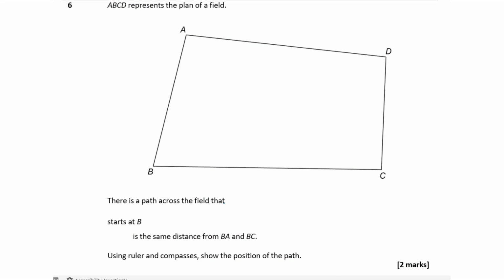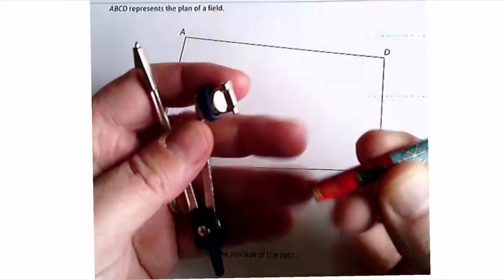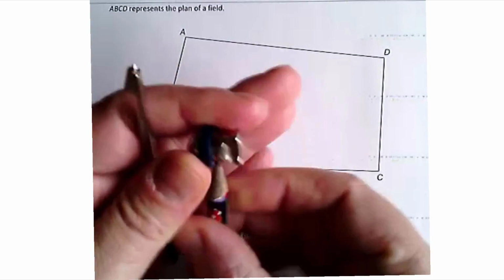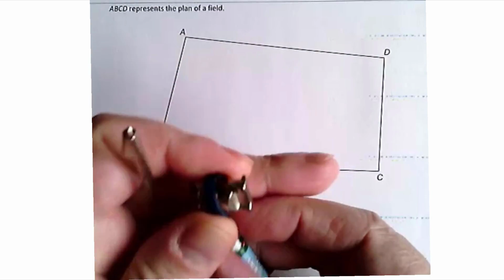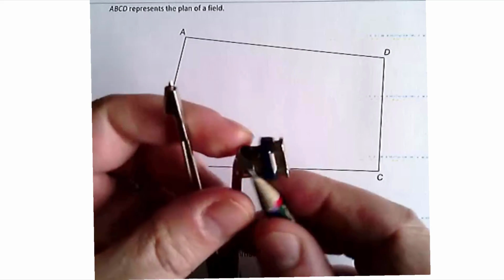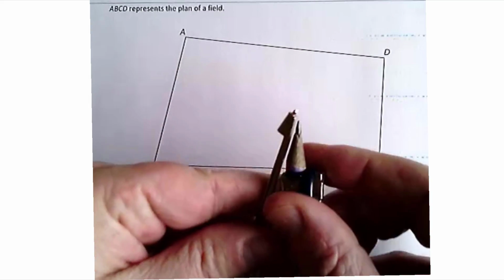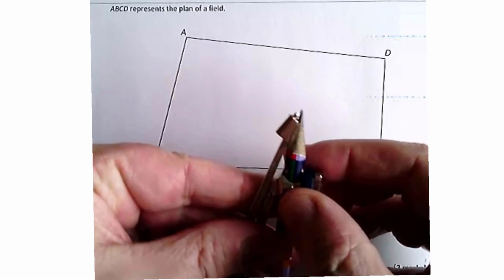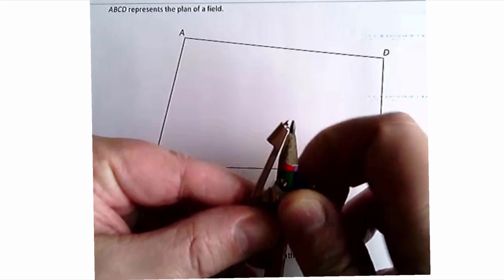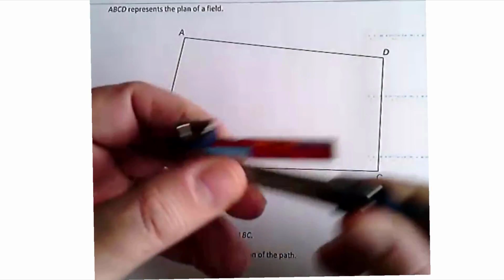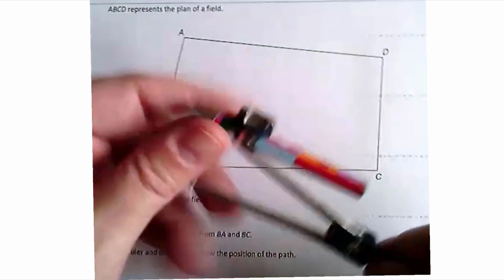Question 6. ABCD represents the plan of a field. There's a path across the field that starts at B and is the same distance from BA and BC. Using ruler and compasses, show the position of the path. Okay, so make sure you keep yourself a little pencil that you can use with your compass. You need a special one really. Don't have your normal long pencil, it's too long. The reason for that is when you twirl your compass around, it needs to do a full 360 without bumping into your fingers.